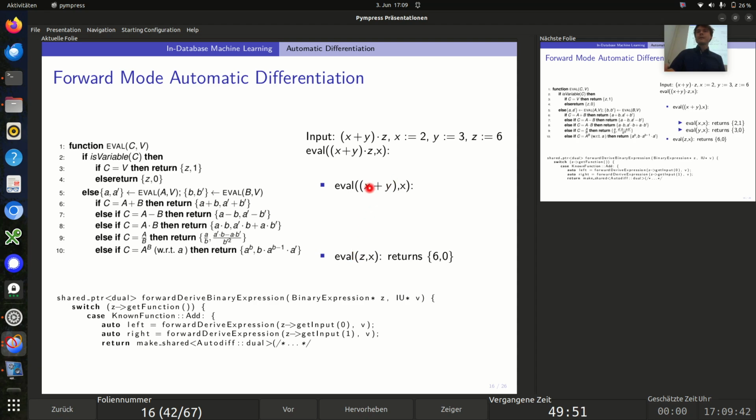So x plus y and z and x. So the derivative of z with regard to x is of course 0. We have to dive further into this statement. So we first have to evaluate x. We return 2 and 3, which is the actual value, and the derivative of x with regard to x is 1. So then we can evaluate x plus y. This is 5. And the derivative, we can look it up here, is actually the addition of both derivatives. So it's just the second value of the pair, so it's 1 plus 0.